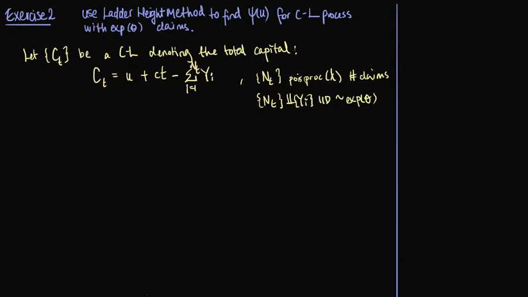However, you can also use the ladder height method to derive the explicit expression for the ruin probability in the case with exponential claims. We have already derived this ruin probability loads of times by solving differential equations, by inverting Laplace transforms, and now we will use the ladder height method to find this ruin probability.